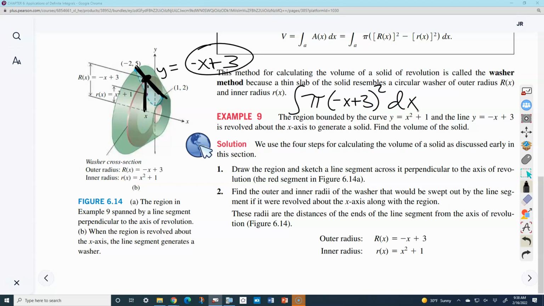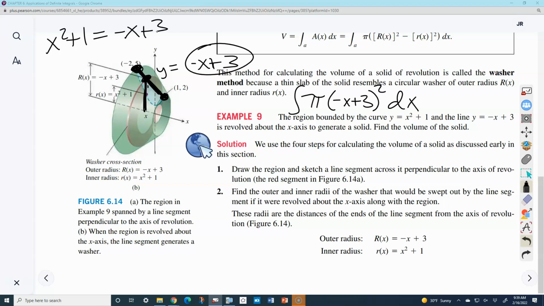Does it tell me? Well, I don't know the limits of integration because it doesn't tell me, but I have to get them by finding where those things cross. I have to figure out where x squared plus 1 crosses negative x plus 3. So that's one of the things I have to do for this problem. I have to solve that equation.